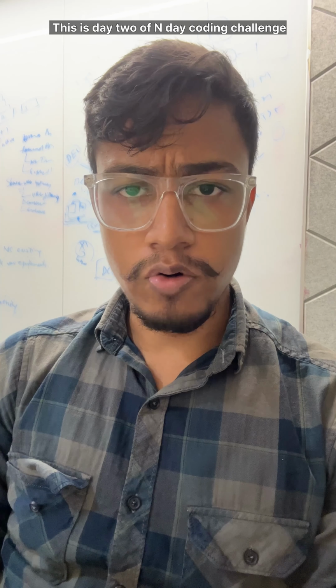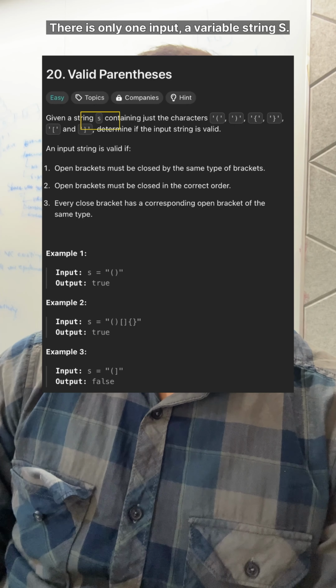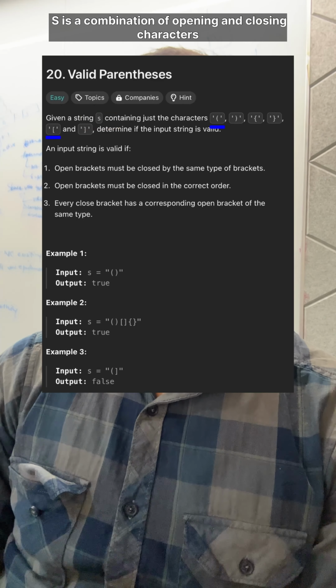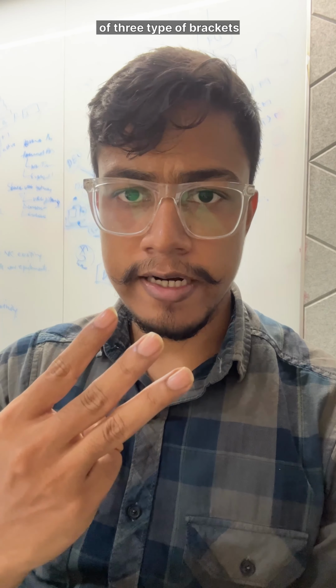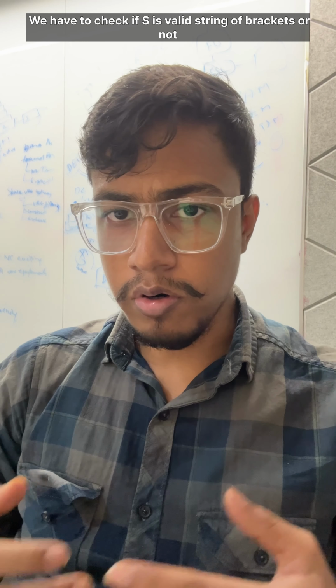This is day 2 of the decoding challenge, and today we're going to solve Valid Parentheses. There is only one input, a variable string s. s is a combination of opening and closing characters of 3 types of brackets. We have to check if s is a valid string of brackets or not in terms of the rules defined.